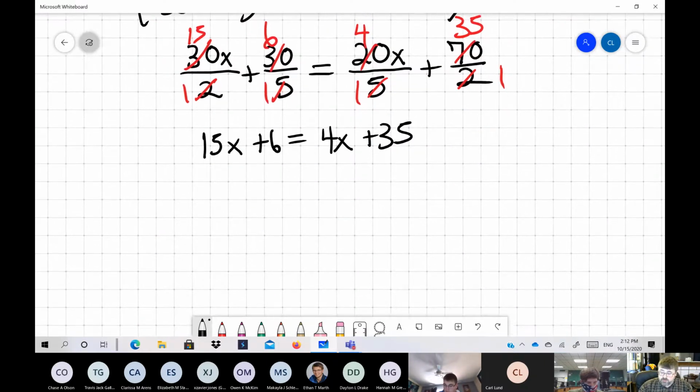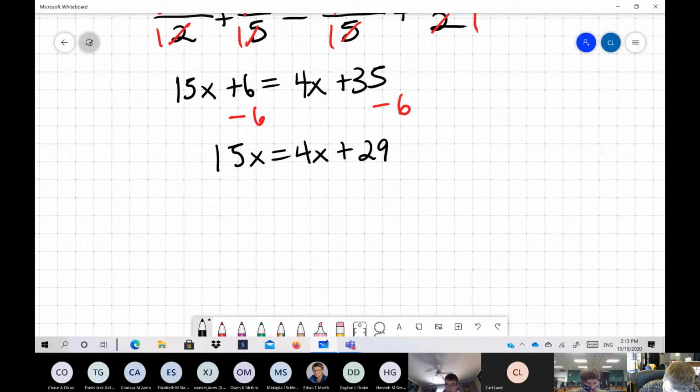Now, we want to group our constants on one side of the equal sign and our variable terms on the other side of the equal sign. I'm going to start by moving a constant. And so what I'm going to do is subtract 6 from both sides. And so I get 15x equals 4x, and then 35 minus 6 is 29.